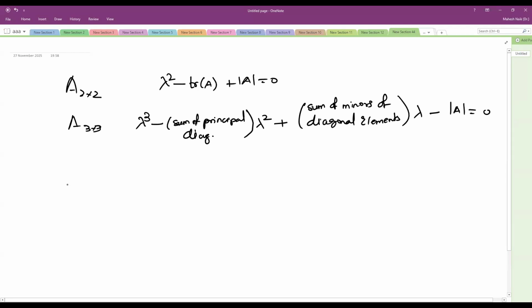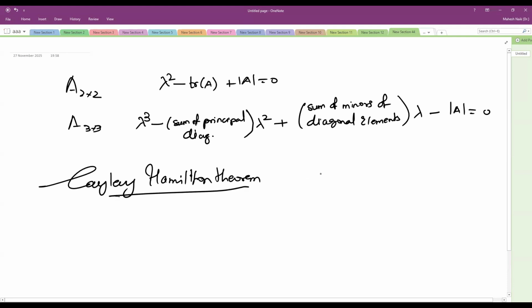So additionally, we have a theorem called the Cayley-Hamilton theorem. It states that every matrix will satisfy its own characteristic polynomial. So if the characteristic polynomial is some lambda cube minus something, we can replace lambda with the matrix A, and accordingly the equation will satisfy that particular polynomial.